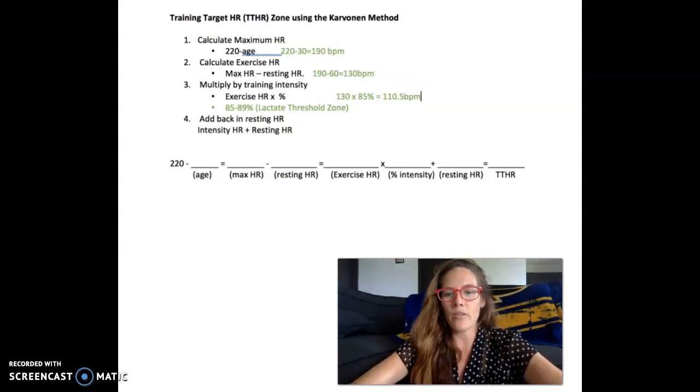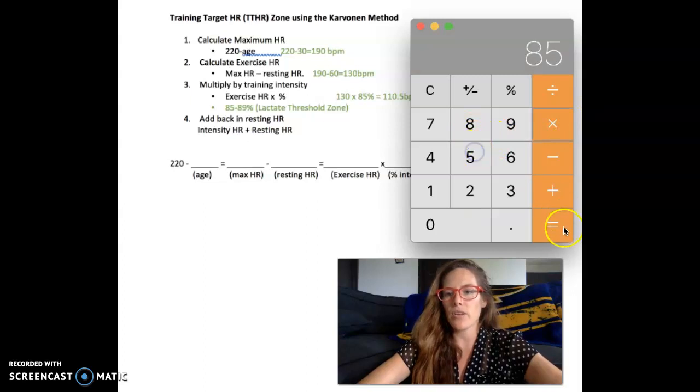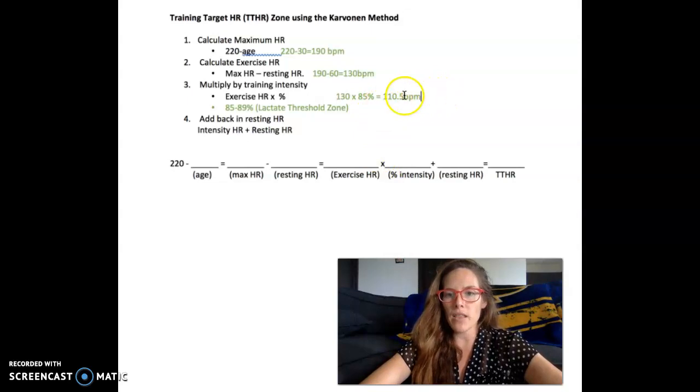Now, if we had done 130 times 85, that would have given us a crazy number. When we see really big numbers like this, that is incorrect. You should instinctively say, something went wrong, because that's just not a logically acceptable number. Okay? So now that we've done this, this gives us our lower end.